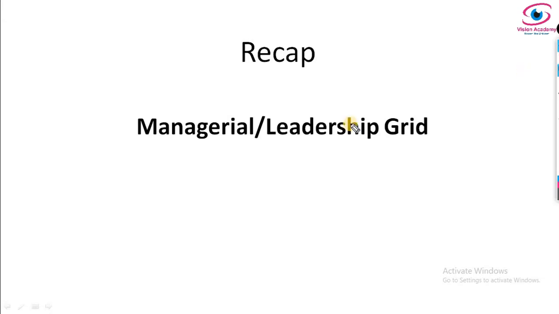In the last session we talked about the managerial grid, which is also a leadership grid, where very importantly there are two dimensions, that is concern for people and concern for production. Based on that we had seen 5 types of leadership styles: team, task, middle of the road, impoverished. So we saw 5 types of leadership styles in the last lecture.